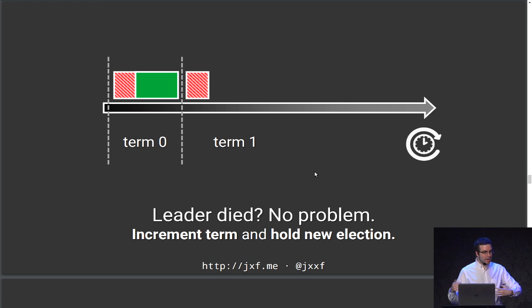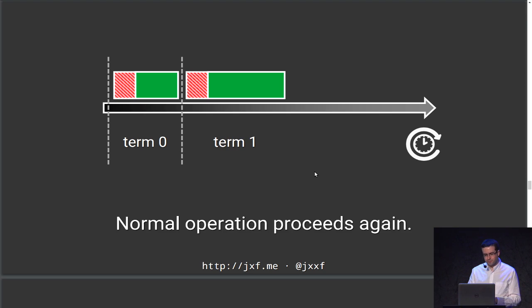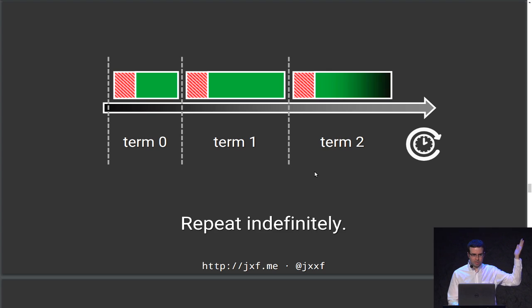If a leader dies, somebody yanks the cord out of the wall of their server or whatever, not a problem. Eventually, one of the nodes will time out first, and a new election will happen, and it'll elect a new leader in the cluster. So if the election takes too long, don't worry. You can increment the term again, and you'll hold a new election. And then at that point, you'll have normal operation. Then you repeat this process indefinitely.